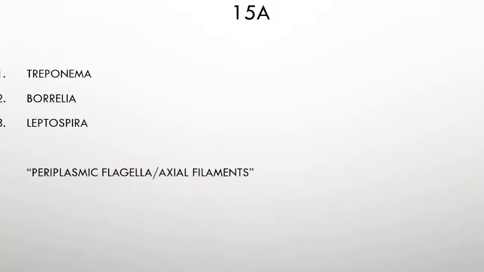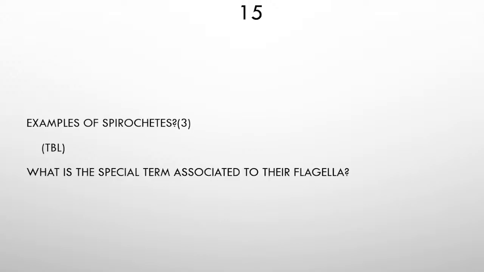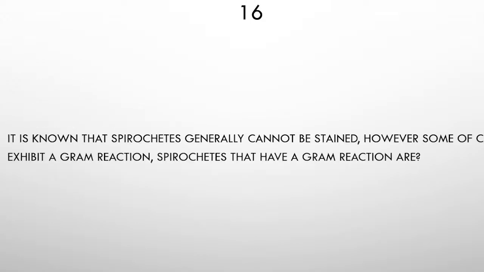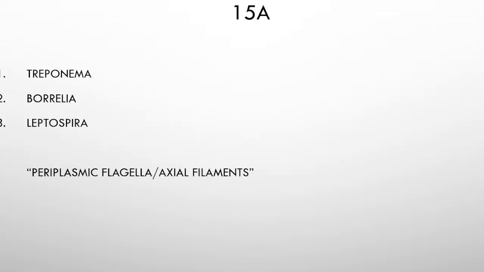So they have what you call periplasmic flagella, or what you call axial filaments. All right, periplasmic flagella or axial filaments. So that is the term used for their flagella. Now, the correct ones are the three species of spirochetes that we're going to talk about: Treponema, Borrelia, and Leptospira.